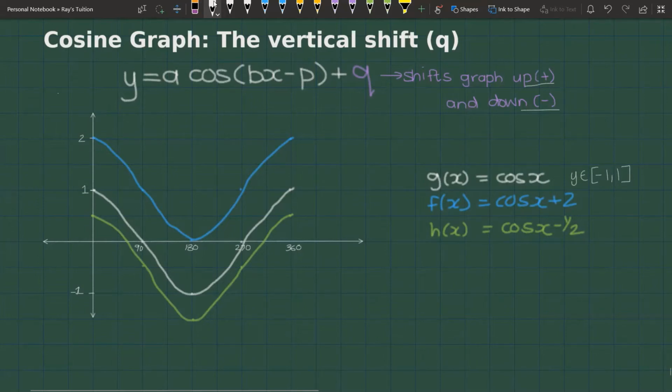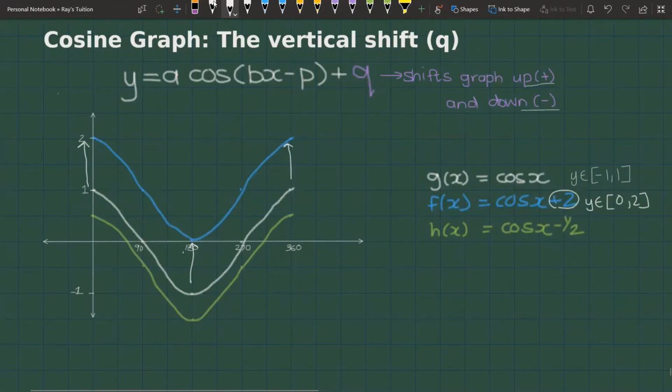Now let us look at the blue graph, which has f of x is equal to cos x plus 2. In this graph over here, we have that the q value is 2. So this graph has been shifted 2 units up. What you'll notice between the white graph and the blue graph is that every point has been shifted 2 units up. The range is no longer -1 to 1. The range is now y is an element from 0 to 2, and our period is still 360 degrees. The x-intercepts and the y-intercepts have changed.